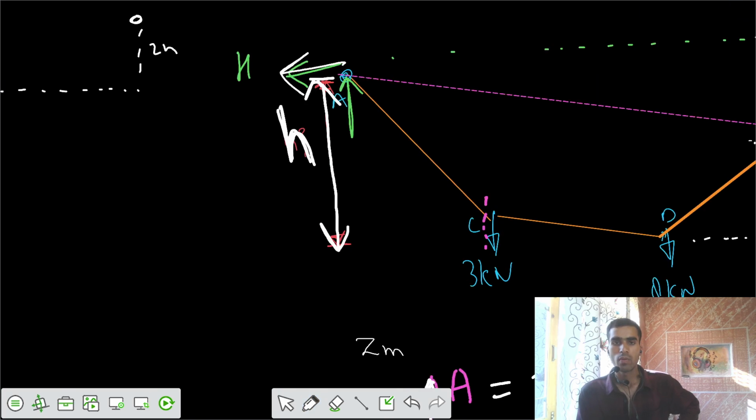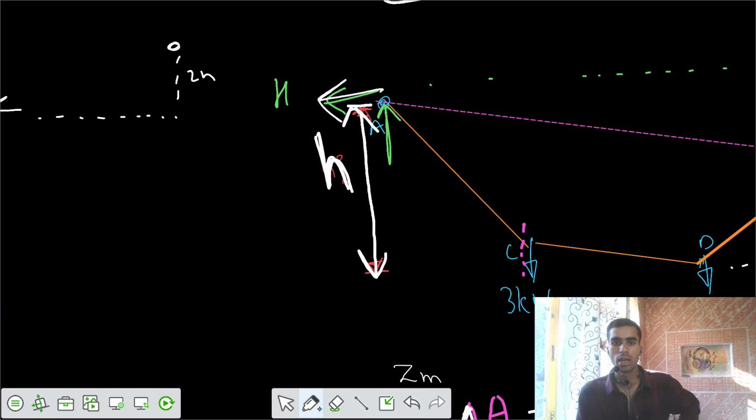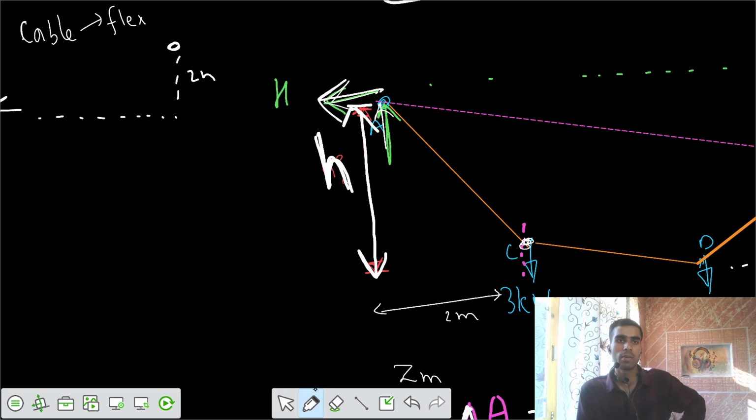Now, what is this value of h? If this is 2 meter, and this is some section C, and there's some horizontal here and some vertical here. If I know that equation, if I know the condition that the cable is flexible, that means the bending moment at any section is equal to 0. If I have that concept, I would say you cut any section.